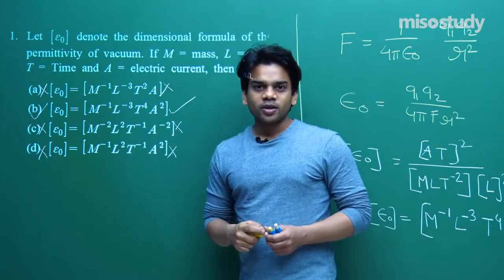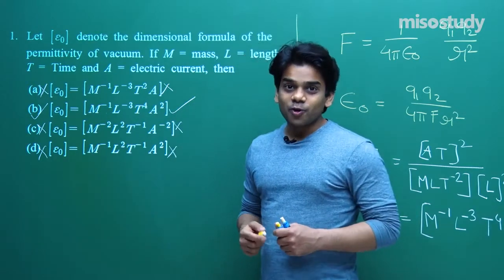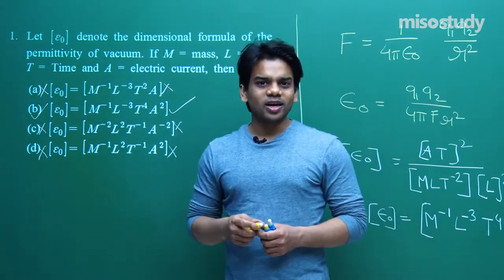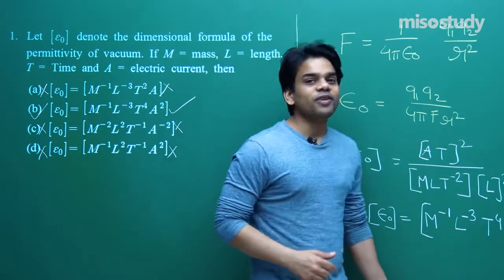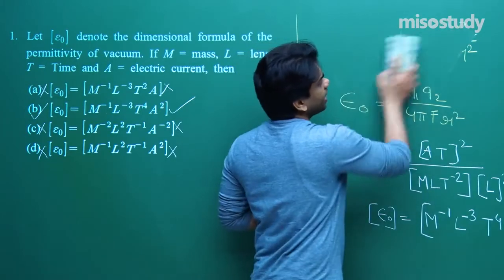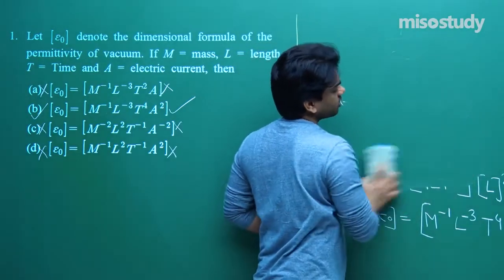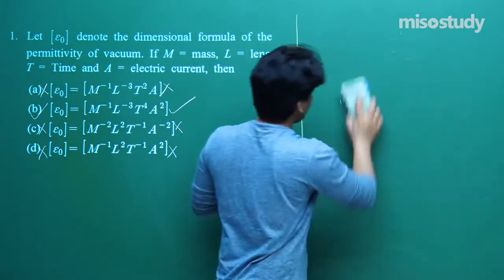So in this way, we got to know how you can apply the dimensional method to find the dimensional formula for any given physical variable. Here it was epsilon naught, that is the permittivity of free space, and I have shown you where it is used.